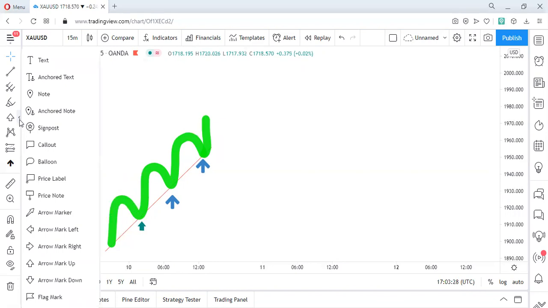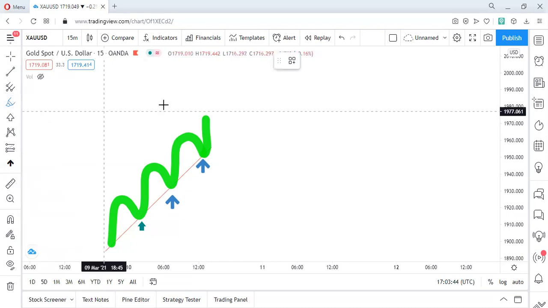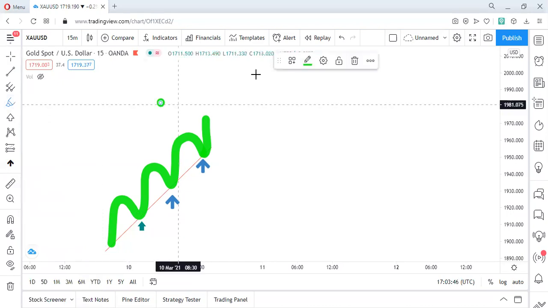Let's find a cross now, so that we can put my dots like this.